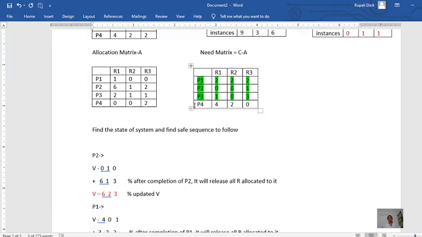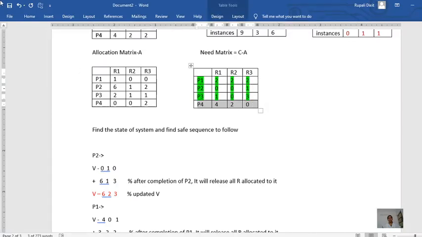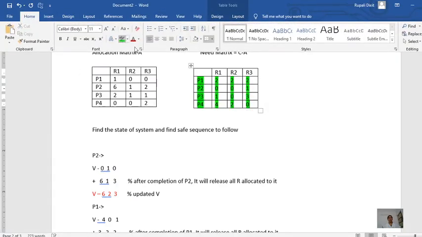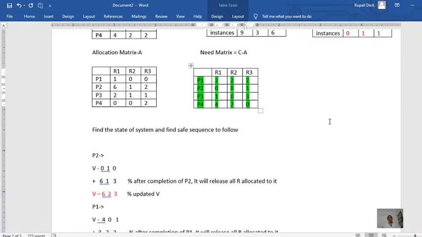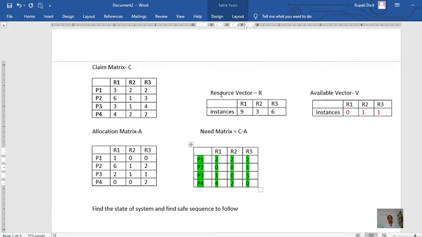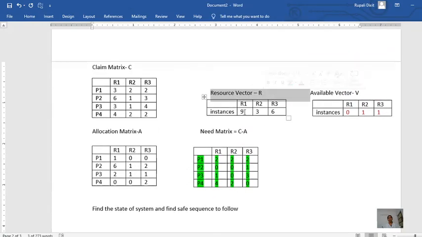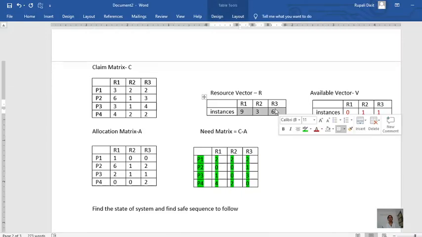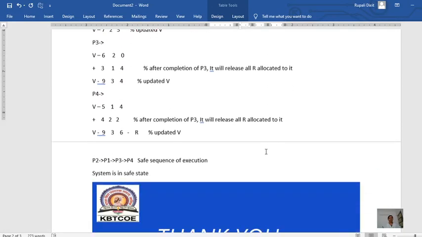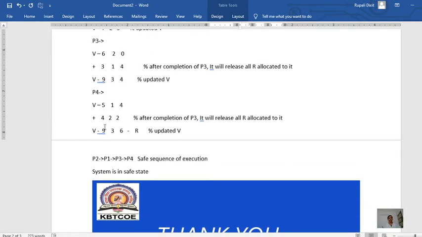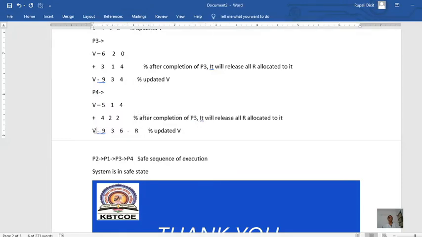Once P4 is completed with its execution, no other process is remaining in the system, and hence my resource vector should match with the available vector. The total number of resources for making allocation is 936. I'll check and match it with this one. It is also 936, so V is equal to R here.